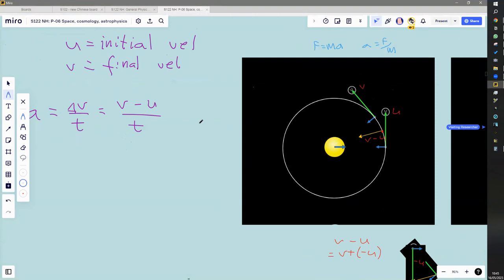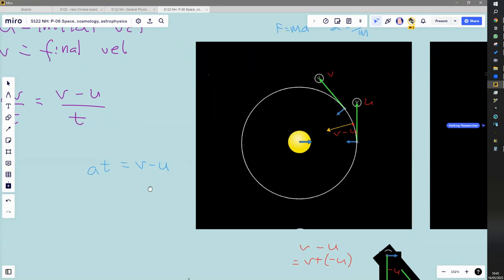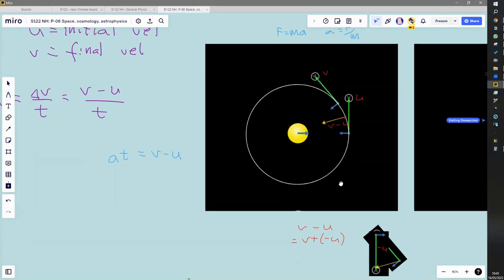We could get rid of the t for the moment because t is a scalar. So why don't we say that at is equal to v minus u, and because t is a scalar, that's not going to change the direction of the vector, it's just going to change the length of the vector. So we're really mostly interested in v minus u, and according to this, it really is towards the center of the Sun, but how can we show that's the case?